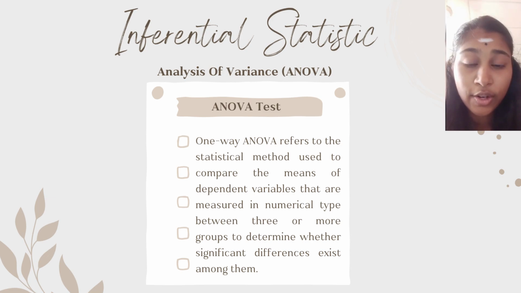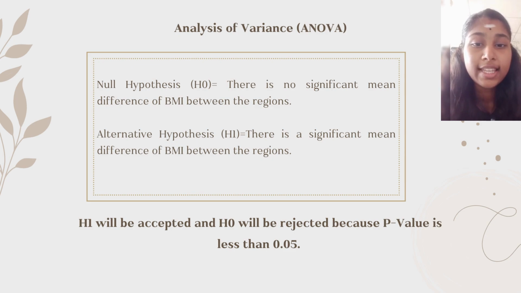Analysis of variance, or we call it ANOVA. The ANOVA test refers to a statistical method which we use to compare the dependent variable and independent variable. In this assignment, we have used the dependent variable of BMI and region as the independent variable, where in the ANOVA test, the independent variable should have more than two groups. In regions, we have four groups, which are southeast, southwest, northeast, and northwest. By using SPSS, we can conduct this ANOVA test.